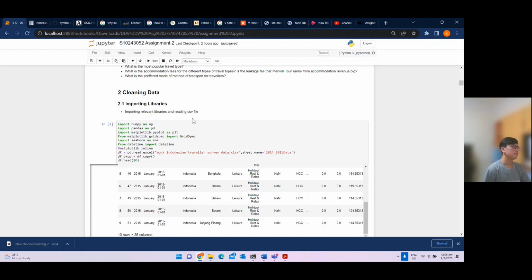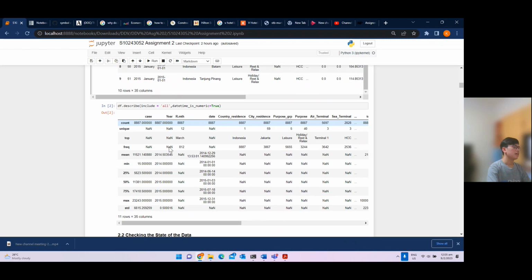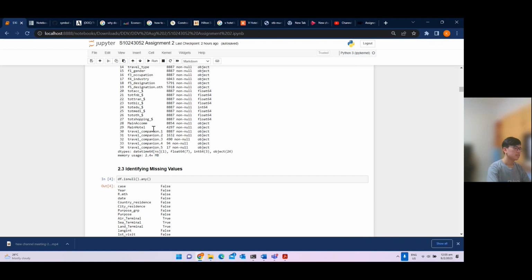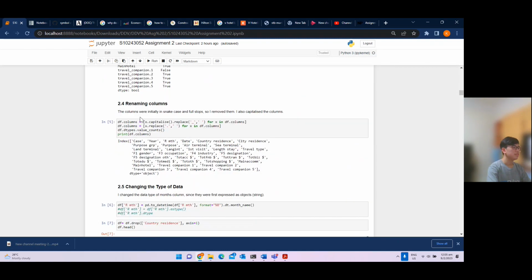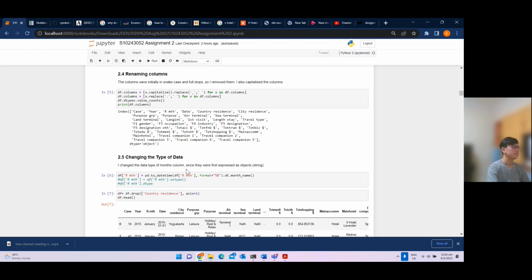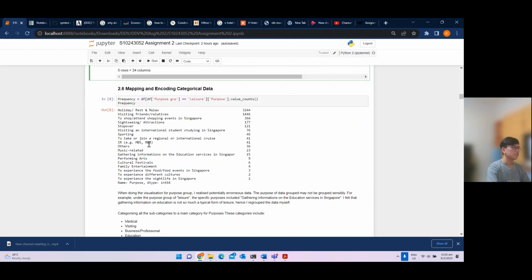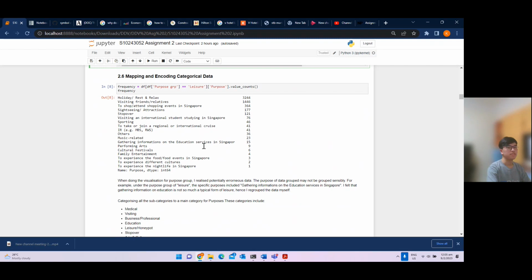Next, I'll be sharing how I cleaned my data. First of all, I imported the libraries. Then I described the data, followed by checking the state of the data, identifying missing values, renaming the columns, and changing the type of data since they are first expressed as objects. The month column is expressed as objects, so I renamed it and changed the data type to datetime. I also dropped the column of Indonesia, the country of residence, because all the residents are from Indonesia. I also did mapping and encoding of categorical data.